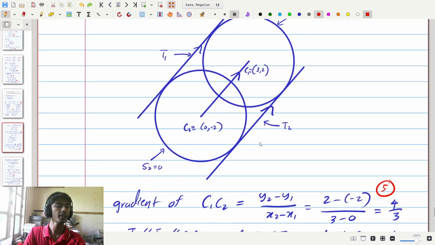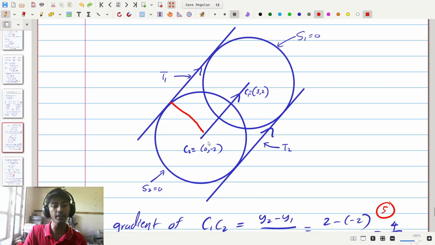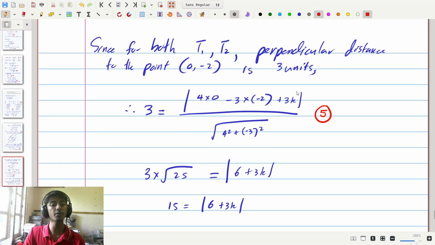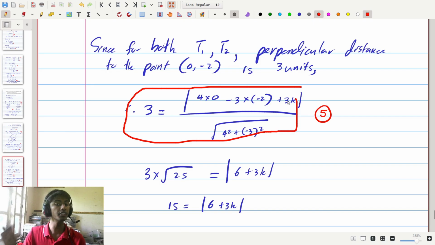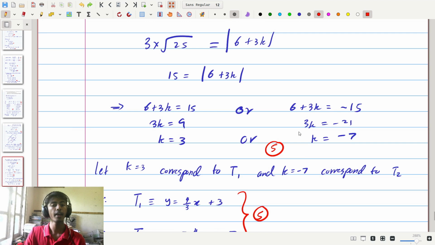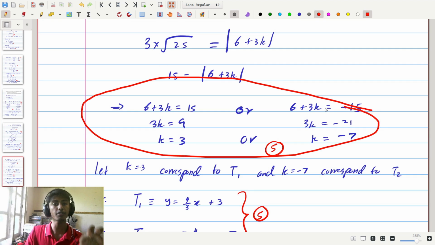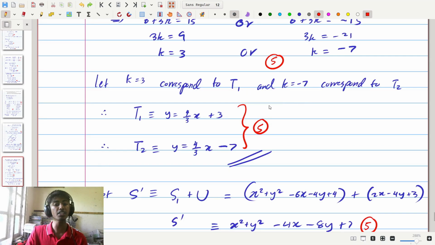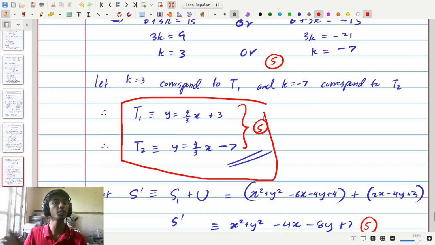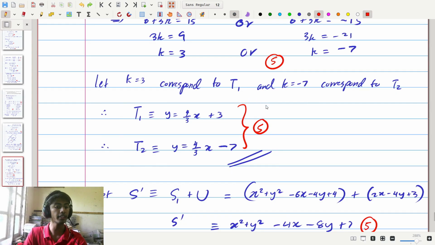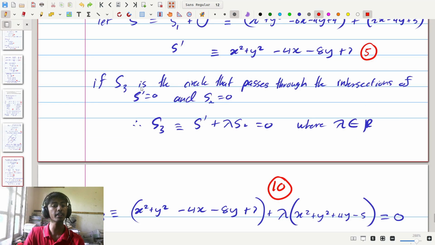Now after that, when you then use the fact that both T1 and T2 have a perpendicular distance of 3 from either of the points C1 or C2, and then substitute into this equation right here, for substituting this equation correctly, you get 5 marks for that. After that, when you simplify down and eventually get k equals 3 and k equals negative 7, for getting these two values, you get another 5 marks. And finally, when you substitute these two into T1 and T2 like so, to get these two equations, you get another 5 marks.